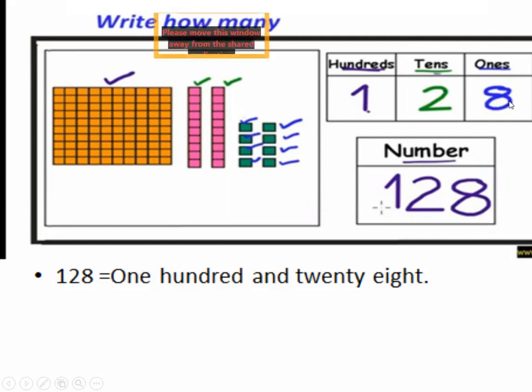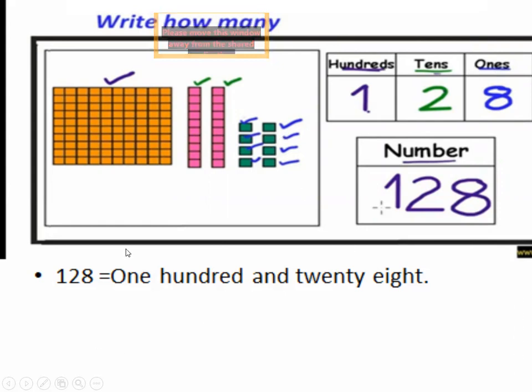If we start from the right side, here is the ones place, then the tens place, and then the hundred place. There are three places in a three-digit number. So first we count how many ones blocks there are. How many ones blocks are there? There are 8 ones blocks. So we write 8 in the ones column.